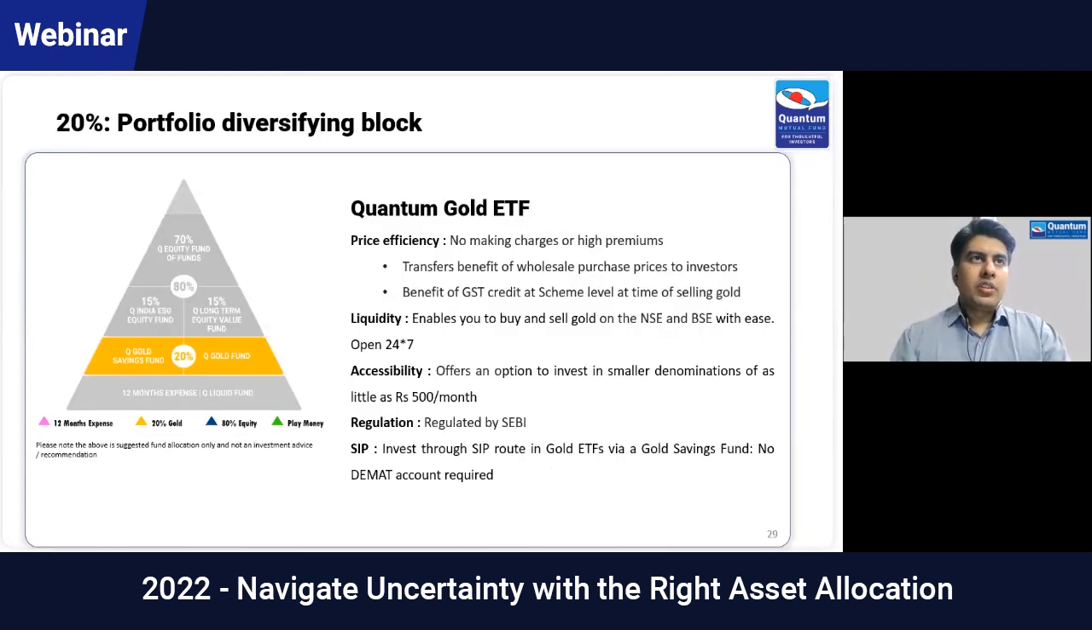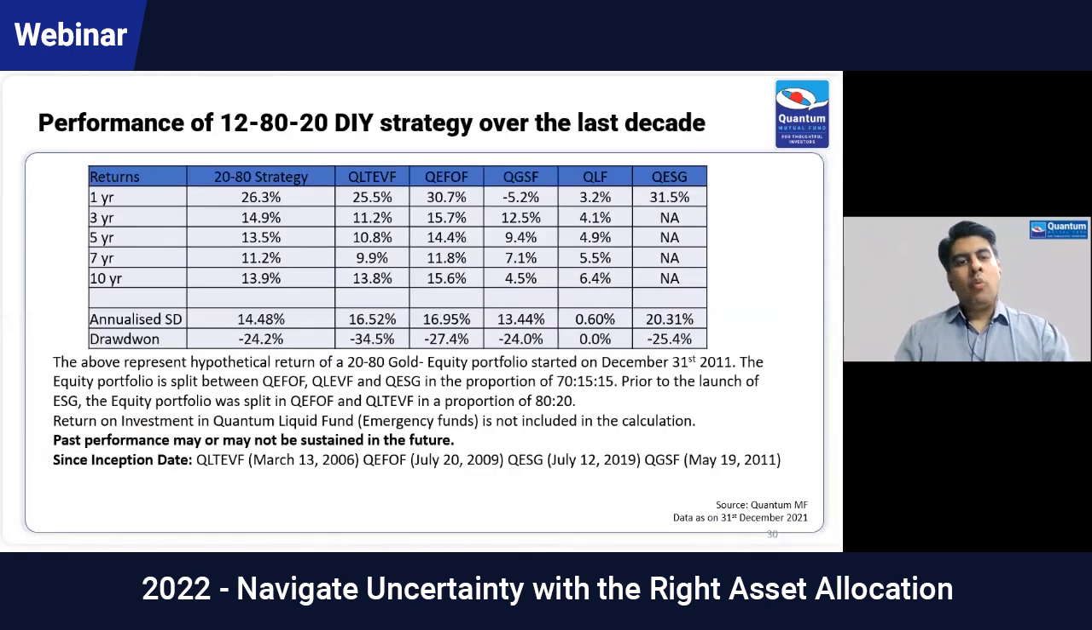So coming to this overarching theme of 12-80-20, as I've said, it has worked well across time horizons and across market cycles. Equities will still give you a higher return. But again, if you want to minimize the risk, what you will be okay with giving away for the reduction in risk is the call that you have to take, broadly.